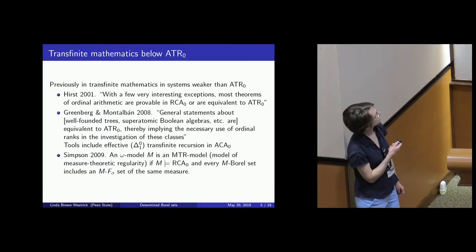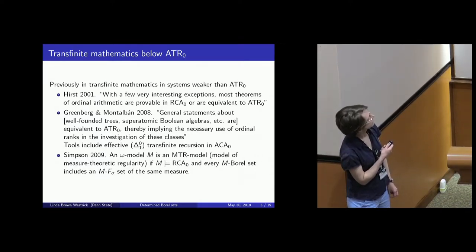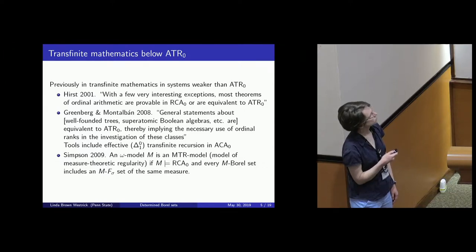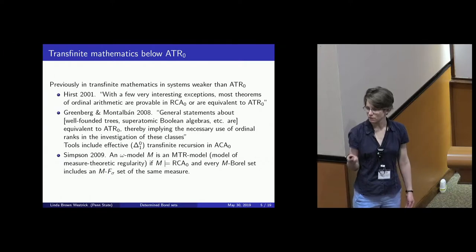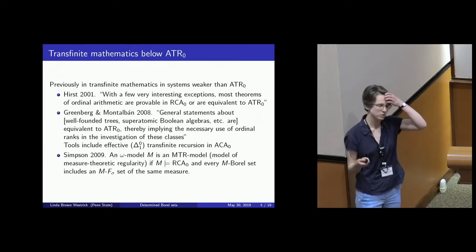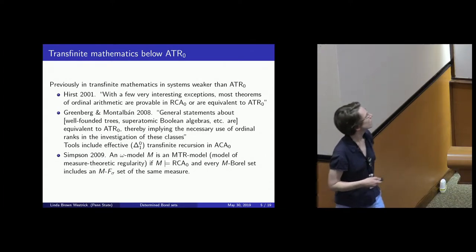So Hirst has a survey of many different things about ordinal arithmetic, in which he points out, with a few very interesting exceptions, most theorems of ordinal arithmetic are either provable in RCA or equivalent to ATR. Okay, so maybe it's nice to know when something about ordinals is actually true in RCA, as opposed to bringing you all the way up to ATR.